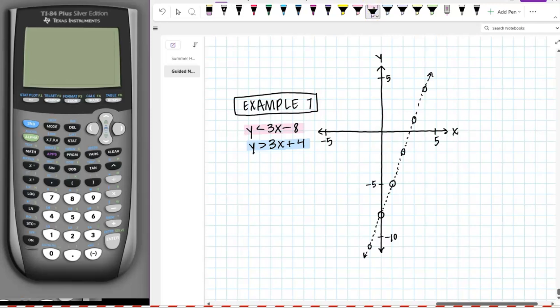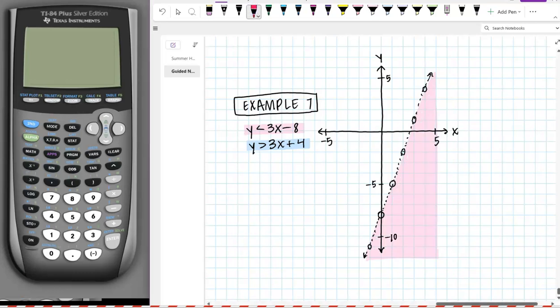And then we're going to decide, should we shade above this or below this line? It says y is less than. So I'm going to locate the y-intercept and shade on the y-axis below that y-intercept, meaning that I'm going to have to shade everything on this side of the line.